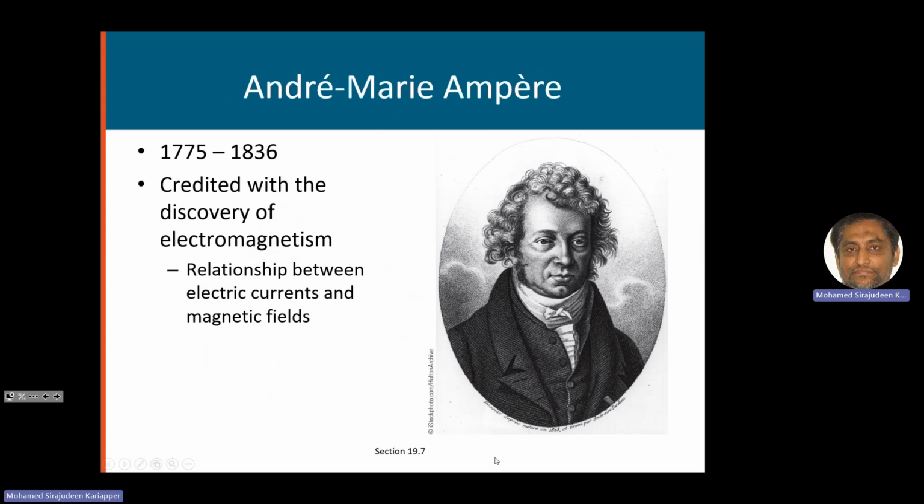Now comes Ampere. So this section's topic is Ampere's law. Ampere is the one who provided the theoretical basis for finding the magnetic field from a current carrying wire. If there is a current, how do I get the magnetic field? So he gave the theoretical basis for that, and the law is called Ampere's law. He is credited with the discovery of electromagnetism, combining the electric and magnetic fields, the relationship between electric currents and the magnetic field.